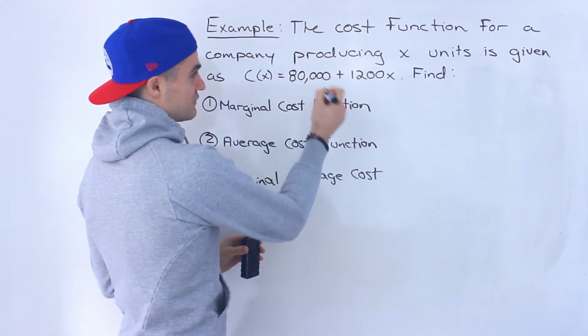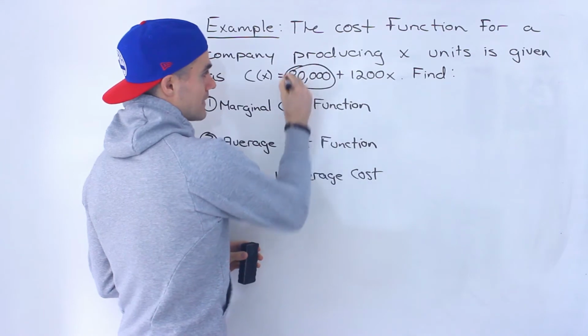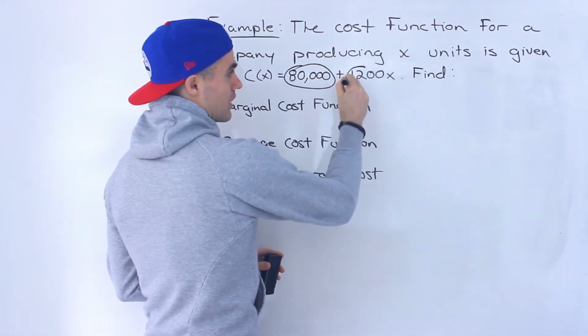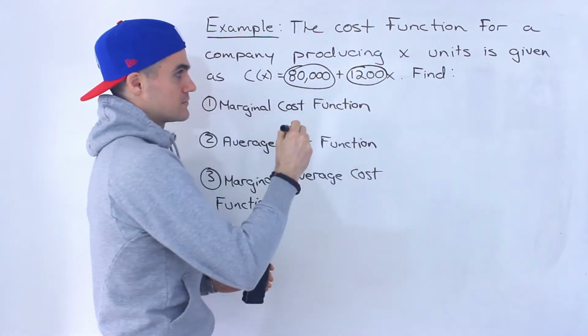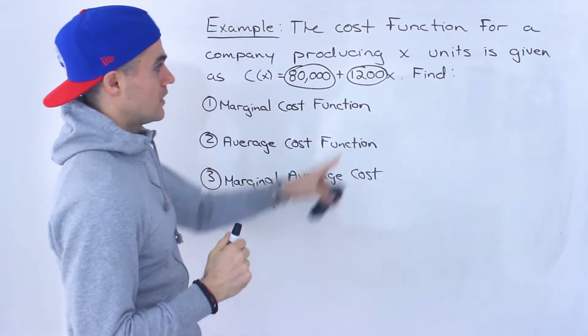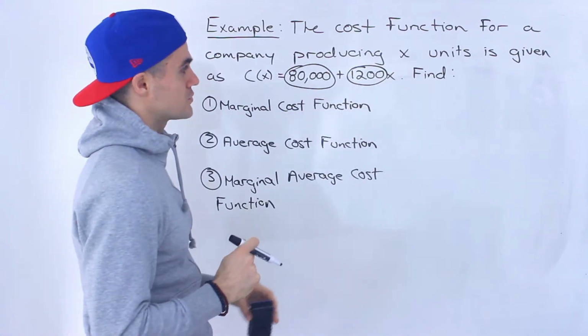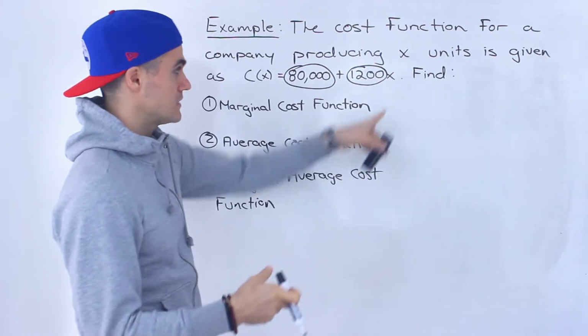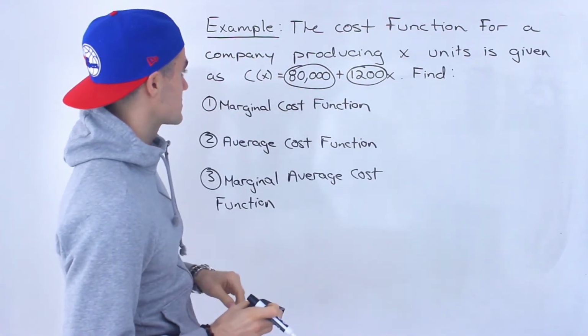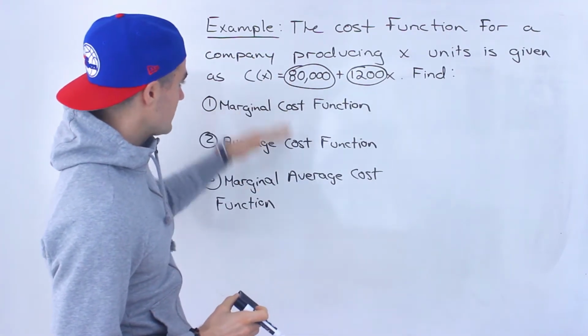So notice that there's a fixed portion, right? That's the fixed cost, the 80,000. And then there's a variable cost of 1,200. So every unit that you produce in the company, you're going to have to pay $1,200 per unit, right? Times X plus that fixed amount of $80,000. So let's find these other functions here.